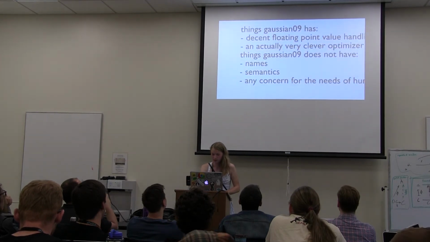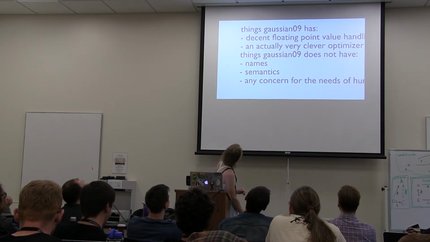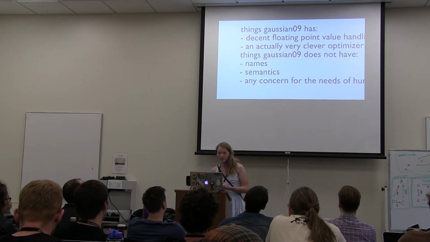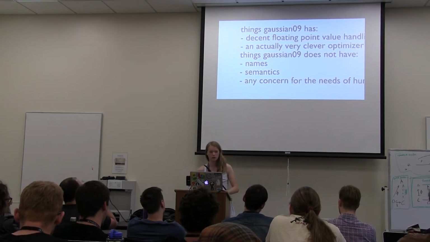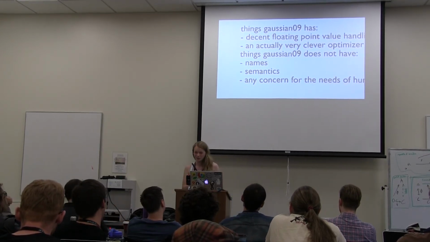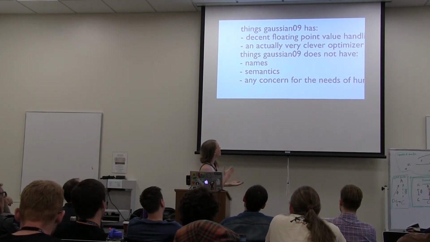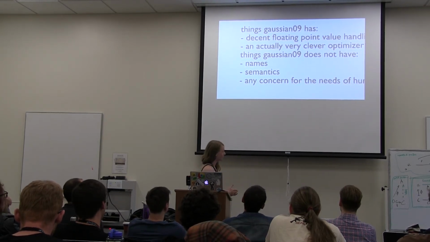Skip through this. Okay, so things Gaussian 09 has, and it looks like I'm a little bit off in the camera position. It has decent floating point value handling. It's really important to the runtime. It has an actually very clever optimizer. It's the only simulation package you can get for most force field equations within chemistry that will actually narrow the state space of what you're simulating and make sense of what you're doing. Things Gaussian 09 does not have: name binding for anything, semantics of any sort, any concern for the needs of humans.